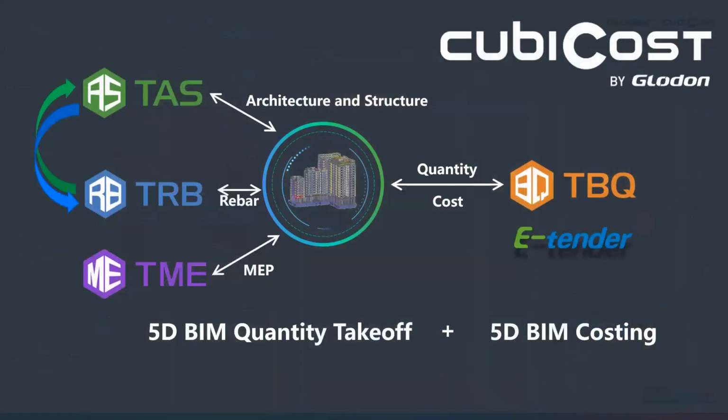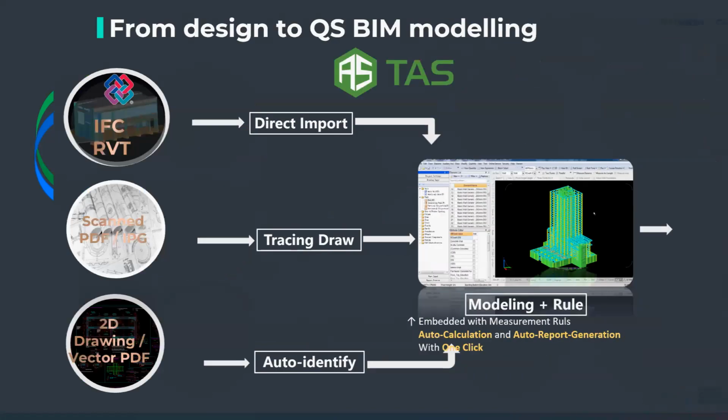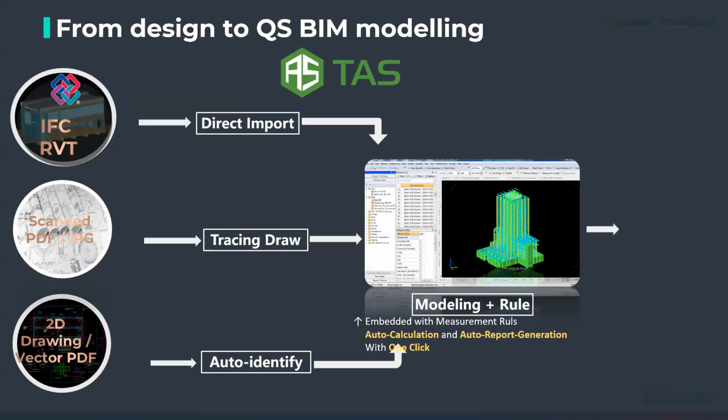And this is a little elaboration of this typical software. You can model your building by using TAS, TRB, and TME. Then what is our cost management solution? TBQ. We can use TBQ software to prepare the BOQ and cost estimations. And this is another illustration. If you have an IFC or Revit drawing, you can directly import that model into our software and quantify very easily. If you have a scanned PDF, you can import it into our software, then create a 3D model on top of that and quantify that model. If you have a 2D drawing or vector PDF, you can use the auto identification function to create the 3D model. After that, we can easily quantify the quantities.